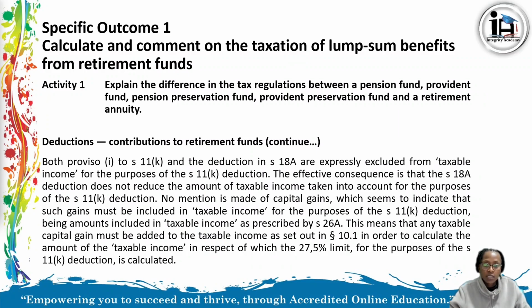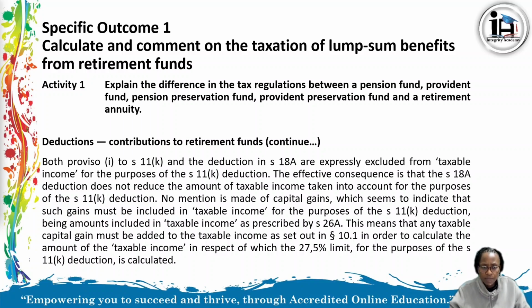Both Proviso 1 to section 11K and the deduction in section 18A are expressly excluded from taxable income for the purposes of the section 11K deduction. The effective consequence is that the section 18A deduction does not reduce the amount of taxable income taken into account for the purposes of the section 11K deductions. No mention is made of capital gains, which seems to indicate that such gains must be included in taxable income for the purposes of the section 11K deduction, being amounts included in taxable income as prescribed by section 26A.